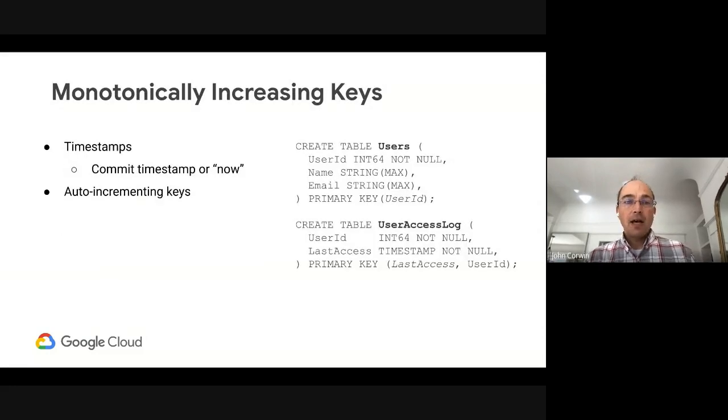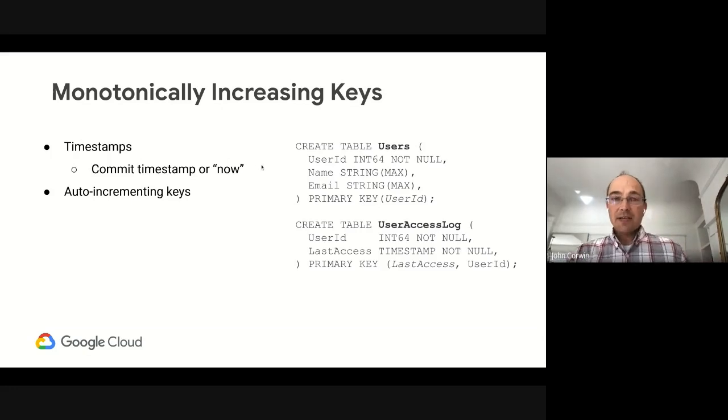Okay, so jumping into the first topic: monotonically increasing keys. Let's say that I have the schema on the right here. I have a users table. It's keyed by user ID. I have another table here, the user access log, where I'm keeping track of when each user last accessed my system.